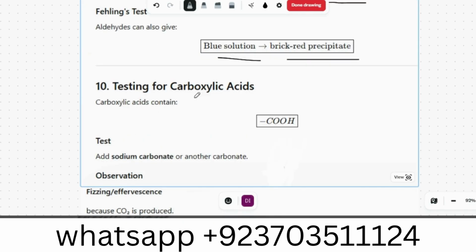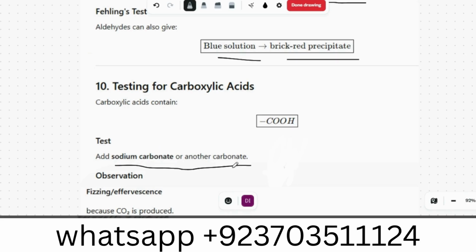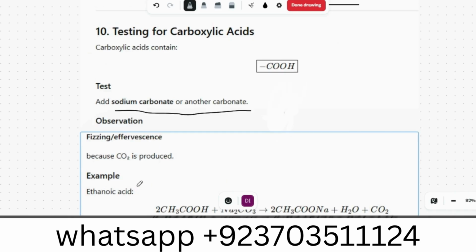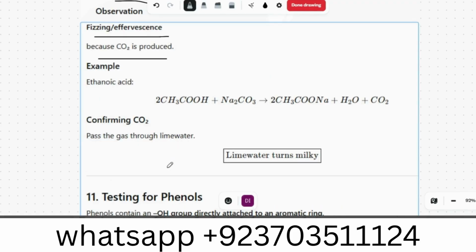Testing of carboxylic acid. How can we test whether a carboxylic acid is present or not? Simply, we add sodium carbonate or another metal carbonate. That will give us fizzing or effervescence. Why? Because CO2 is produced. Ethanoic acid plus Na2CO3 gives us salt plus water plus CO2. Passed through lime water, the lime water will turn milky.